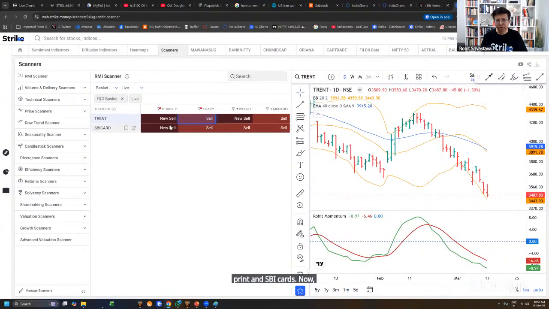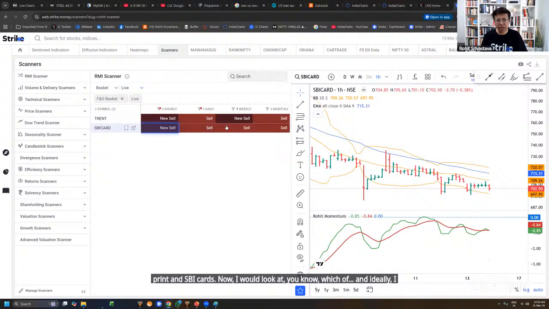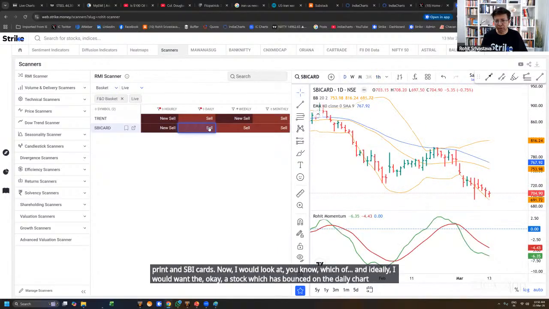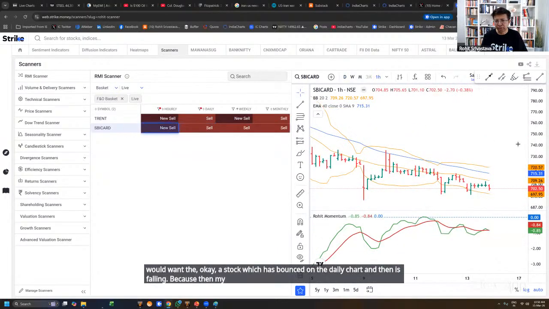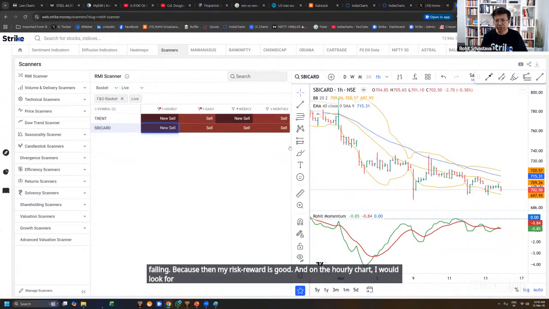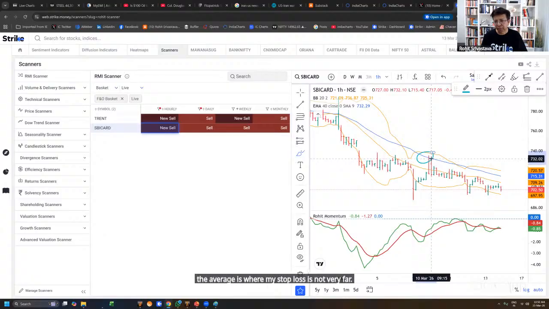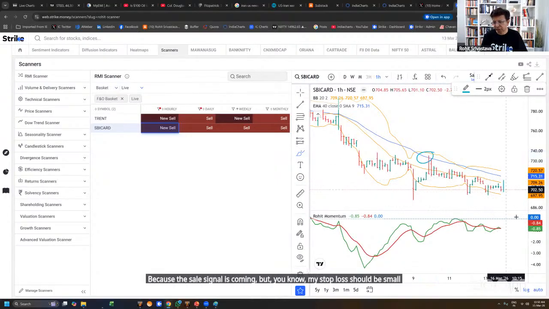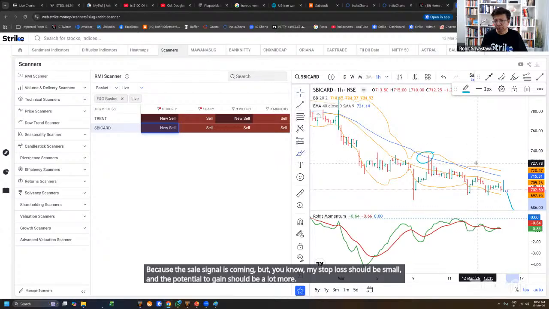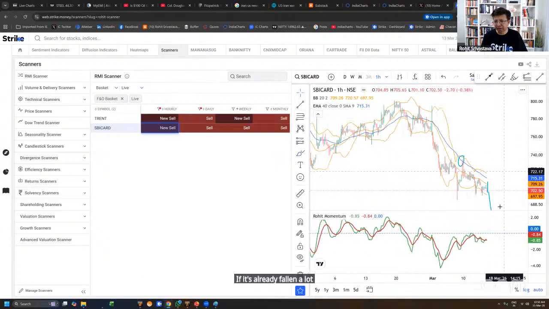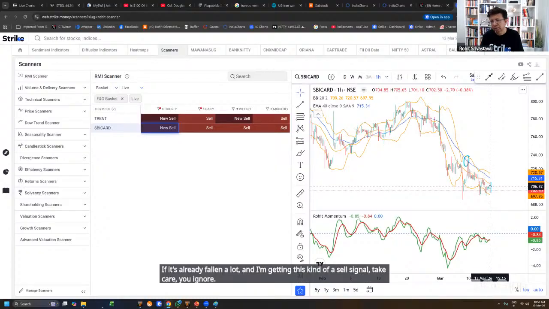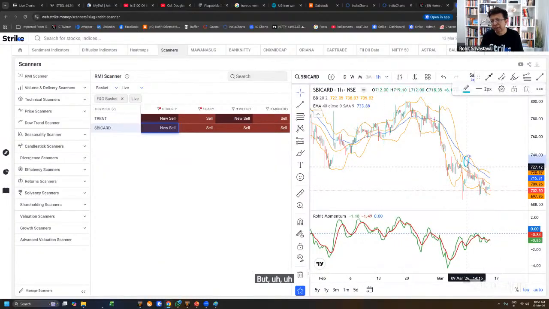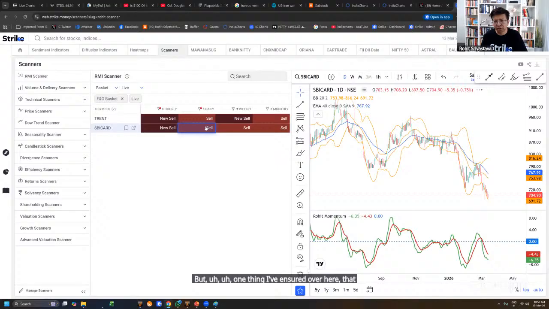Now I would look at, ideally I would want a stock which has bounced on the daily chart and then is falling, because then my risk reward is good. And on the hourly chart, I would look for when the stock is close to the averages where my stop loss is not very far, that I would want to take, because the sell signal is coming, but my stop loss should be small and the potential to gain should be a lot more. If it's already fallen a lot and I'm getting this kind of a sell signal, you ignore. But one thing I've ensured over here, that the larger trend is down on the daily chart.